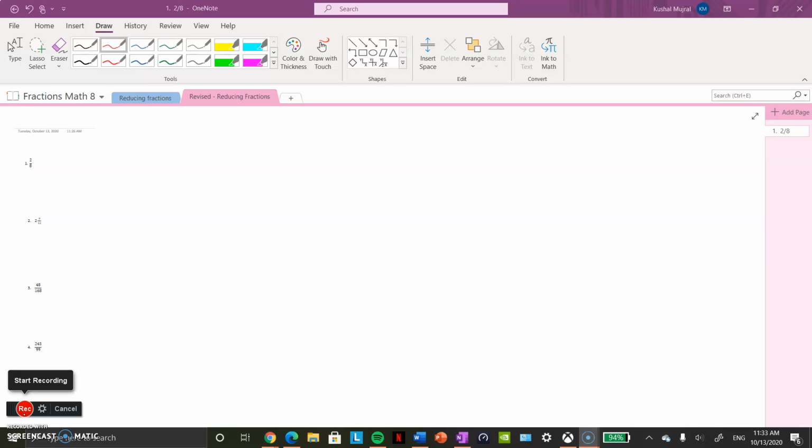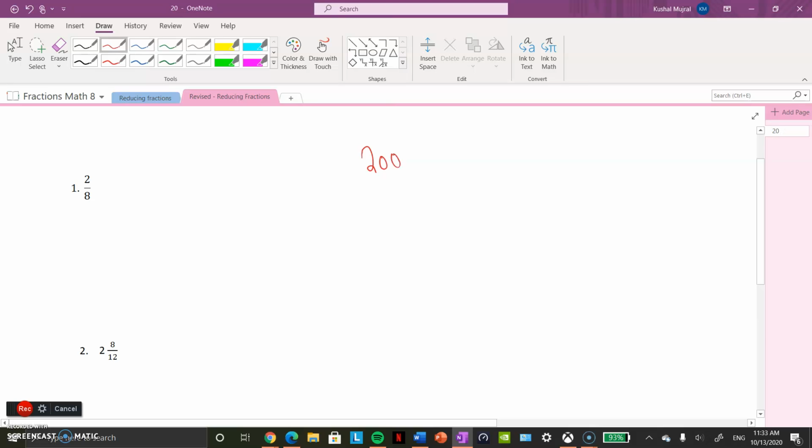Okay, so today we're going to be going over reducing fractions. Before we start, I want to go over a few rules here, okay? Say I have a number like 200, and I want to know which numbers between 1 and 12 fit into 200. So, there's some rules. As we know, 1 fits into everything, so let's just forget about that for a second.